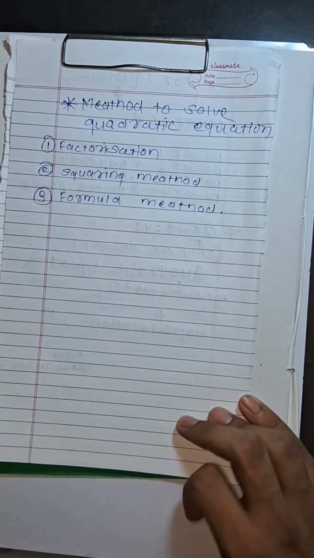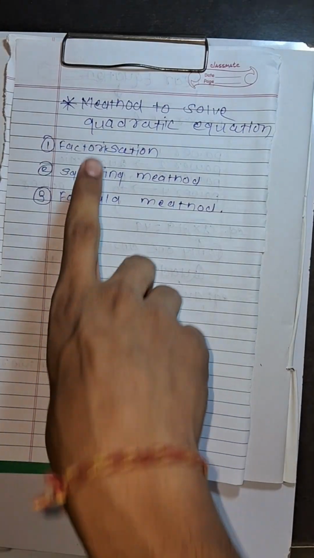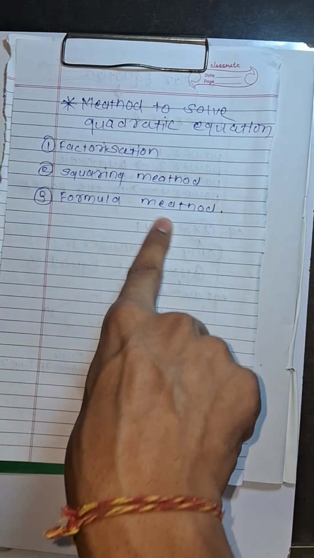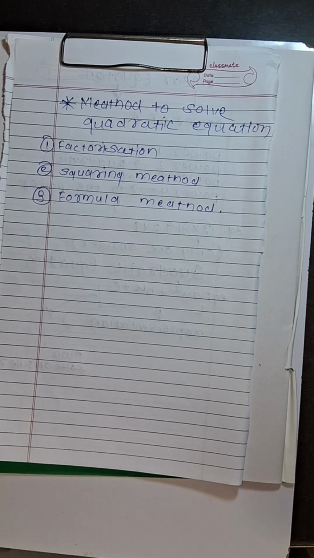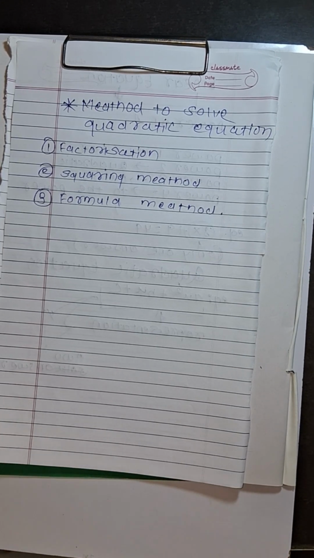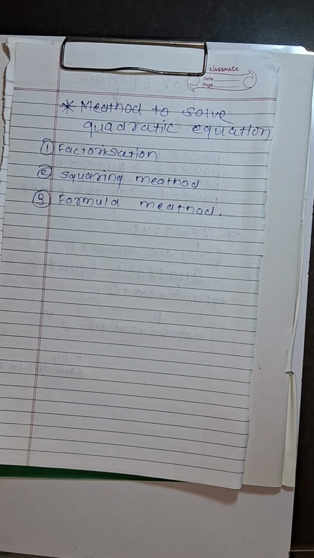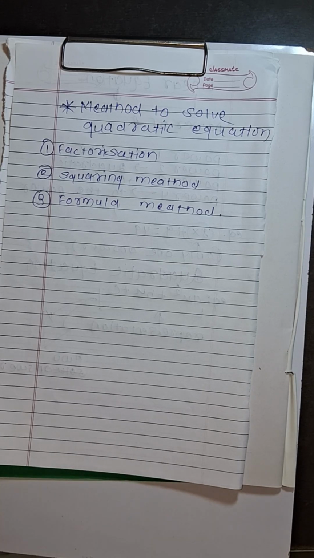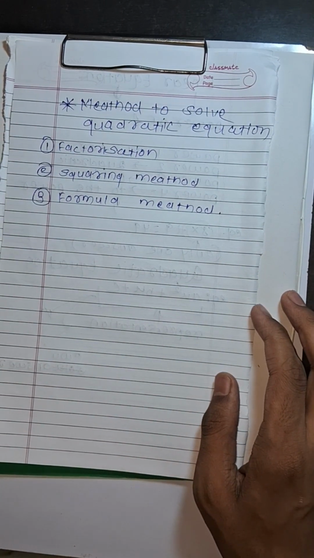I am going to teach you each and every method, but mainly you have to use factorization or the formula method. If the question is not getting solved by factorization, there are some cases in which the values of x are not real numbers, they are imaginary roots. At that time we have to use different methods to solve. So I will solve one question by three methods.